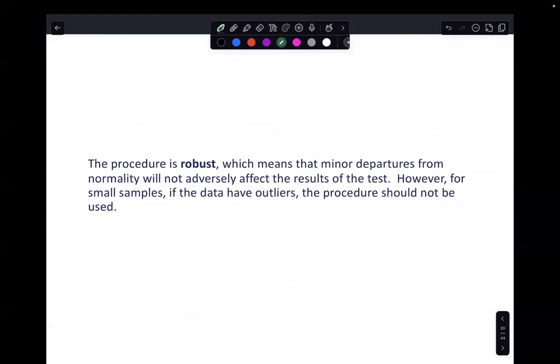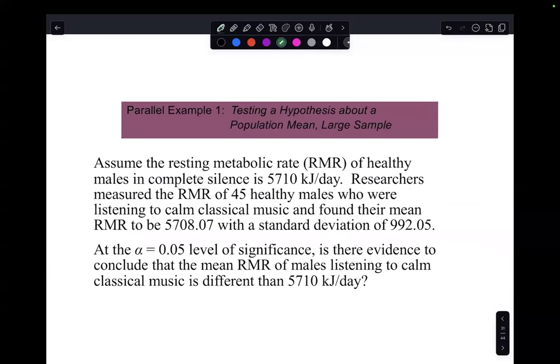All right, let's do math. This says that this procedure is robust. Minor departures will not adversely affect the results. It says don't use it for small samples or outliers, but as I said, still use it. Make a note that your sample size is small, but still do the math. Okay. Yay, we get to do the math.